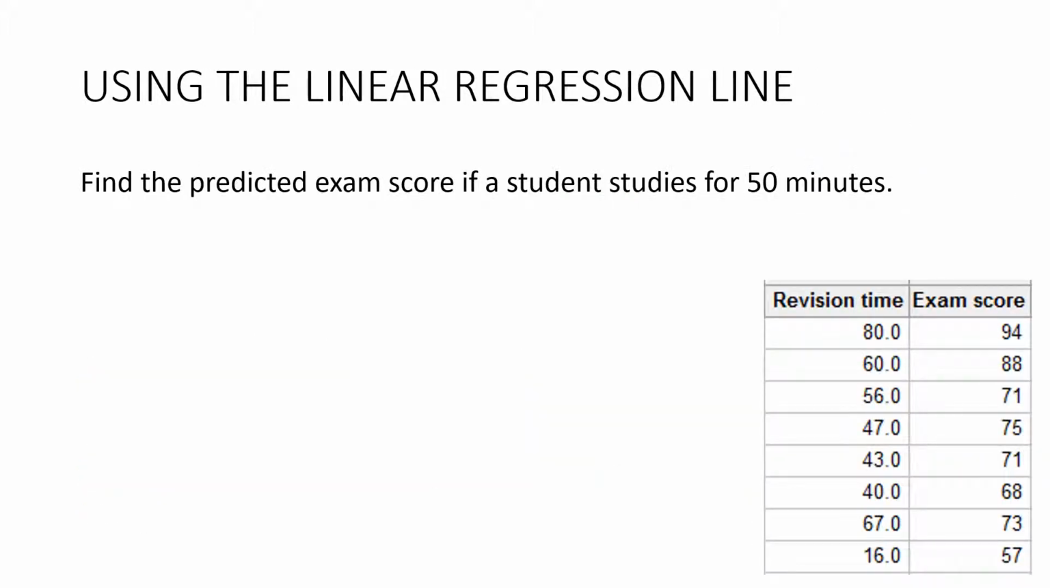Let's return to this example. Find the predicted exam score if a student studies for 50 minutes. So here's our formula. E is equal to 0.516t plus 48.3, and I'm going to substitute in t is 50. So this tells us that if I study for 50 minutes, then I can expect an exam score of 74 out of 100. This is an example of interpolation because the 50 lies within the poles of the data set. So it's relatively reliable and valid.